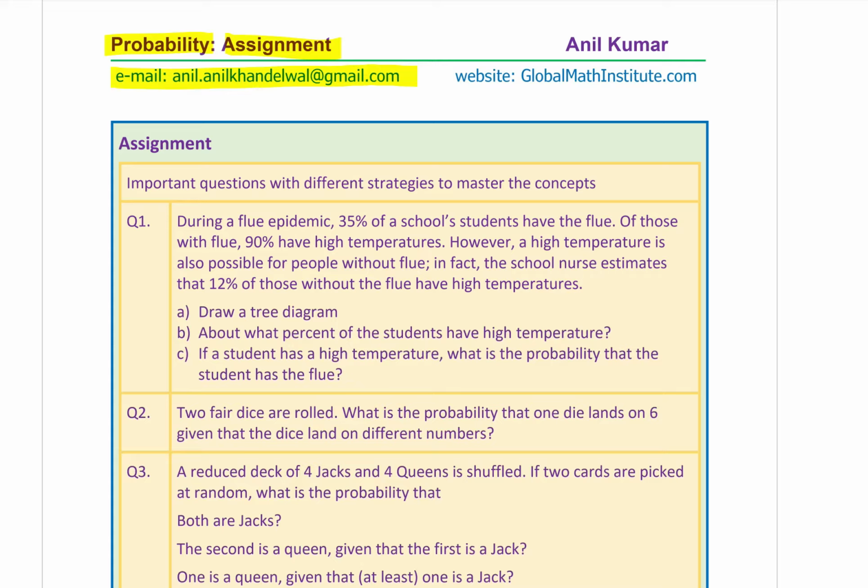Question number 2. Two fair dice are rolled. What is the probability that one die lands on 6 given that the dice land on different numbers?